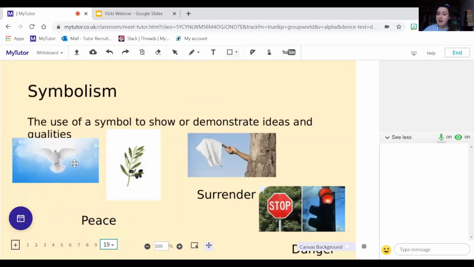Symbolism. Now, this is a really interesting one. I'd be really impressed if you got this into your writing. You do see this more in the reading section because it's quite complicated. So this is where we use a symbol to demonstrate an idea or quality. So I've got a dove and an olive leaf there for peace. I've got a white piece of material, which is a surrender sign. And then I've got basically the colour red for danger there. So I've picked out a stop sign and a traffic light, but we could have all sorts of things for red to mean danger. We could also have sort of things like blood that we would associate with red and danger.